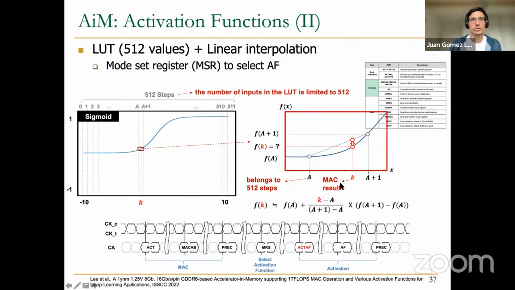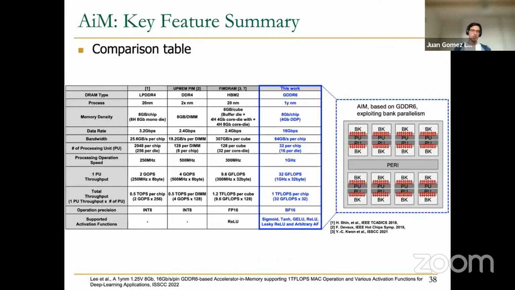And here is how it's done from the perspective of the memory controller. First of all, this command to select the activation function that is going to be used. After that, we'll have to activate the corresponding row for the corresponding activation function, and then perform the interpolation in the corresponding unit. So this is essentially all, let's say, main features of this AiM architecture.